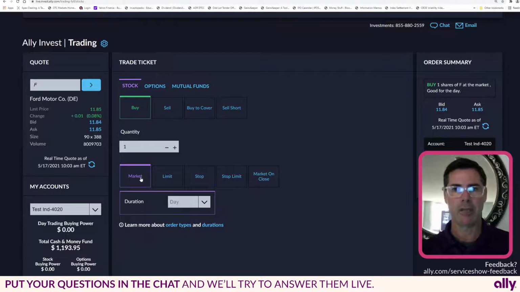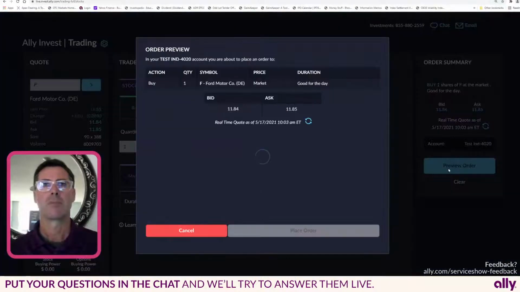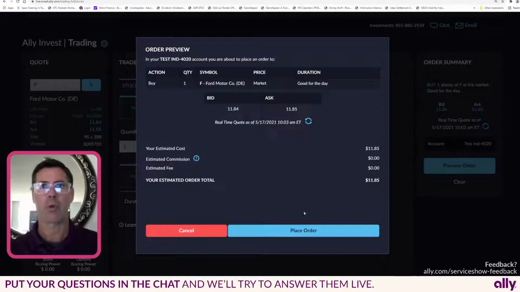So a market order here means that you're going to buy one share of Ford at whatever the going rate is for Ford. Now, currently, if you look on the right hand of the screen, you'll see it's offered at $11.85. You'll get what the market price is. That might not necessarily be $11.85, but it'll be the prevailing market price. So let's preview that order. What you'll see on the screen is you're going to buy one share of Ford at the market, good for the day. So we're not going to place that order, but if we were, you would see that on your order status page.